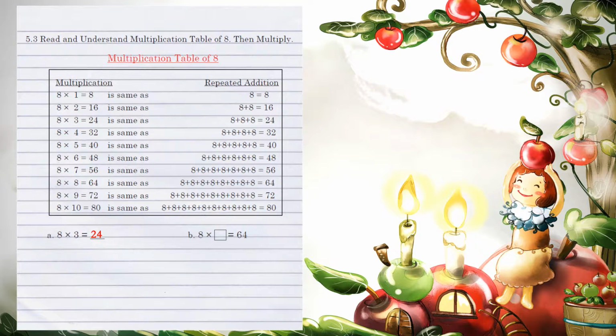Example B. 8 times what number equals 64? Again, we can use our patterns. 8, 16, 24, 32, and so forth. When you go up 8 spots, you're going to end up with your answer of 64.